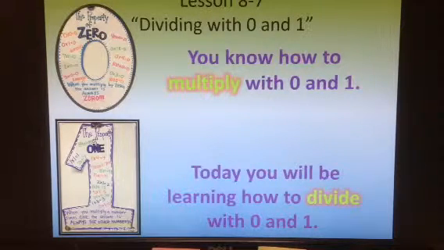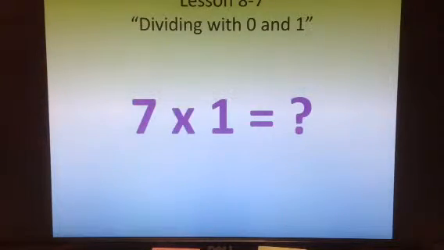Today's lesson is lesson 8-7. It's called Dividing with 0 and 1. You know how to multiply with 0 and 1. Today you'll be learning to divide with 0 and 1.